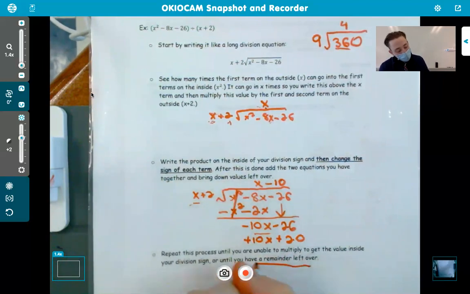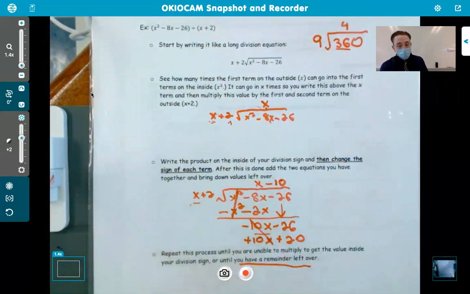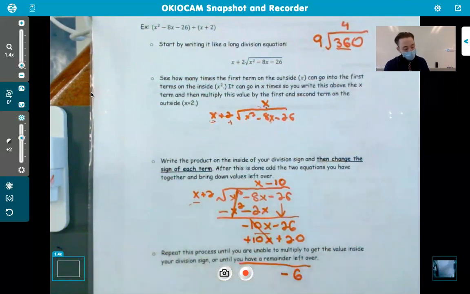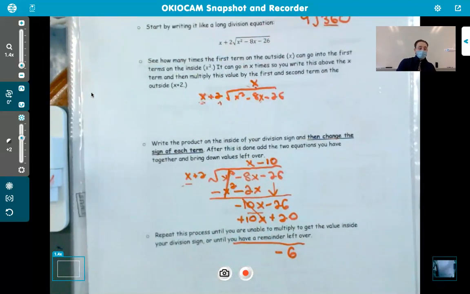And then I add those things together. Well, what's negative 10x plus 10x? They cancel out. Negative 26 plus 20, negative 6. Well, let's pause there for a second. Does anybody have any questions up until this point?